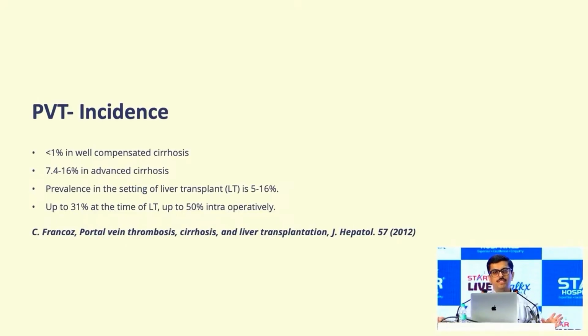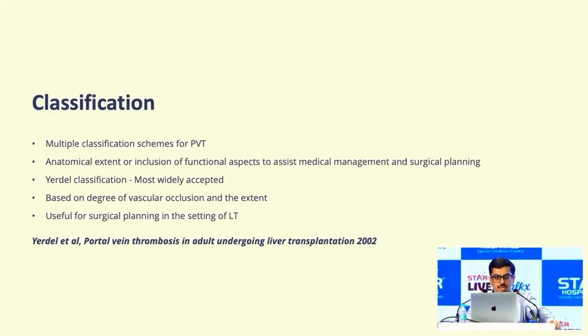But how much is the problem of portal vein thrombus? In a well-compensated cirrhotic, obviously, the incidence is less. But as the cirrhosis advances, around 7 to 15% of these patients end up having portal vein thrombus. And to the surprise, at times during the surgery, you get an unexpected thrombus which was not there when the patient was being evaluated, and that is a bigger problem to have.